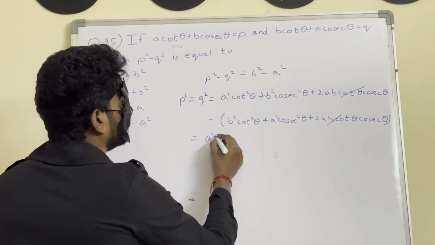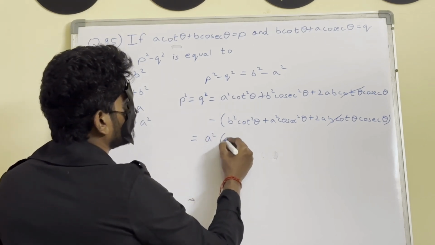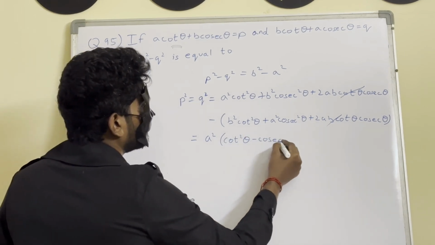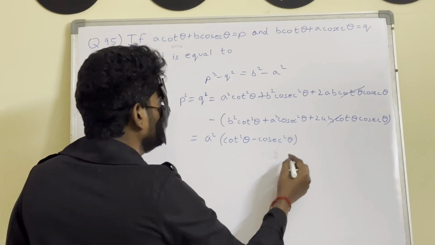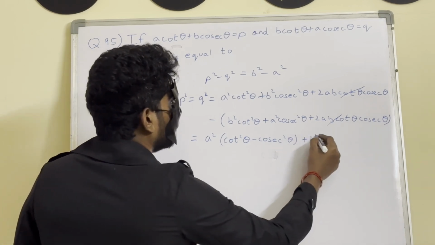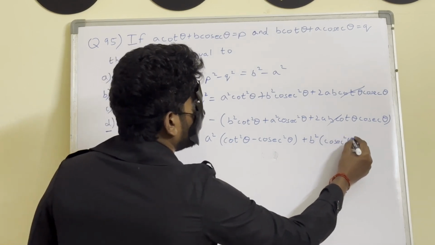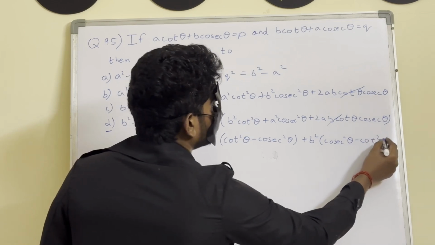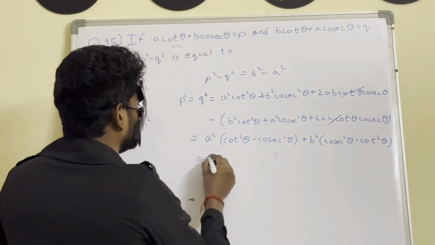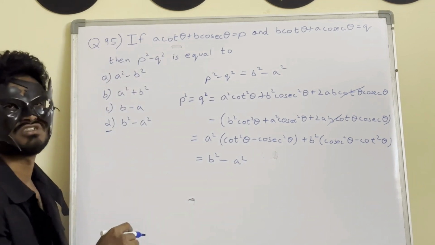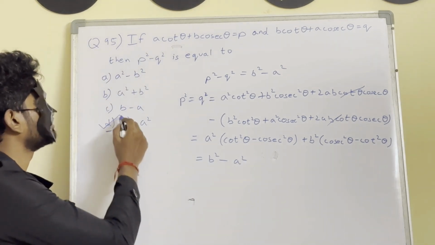Now let me take A square common: A square into cot square theta minus cosecant square theta, plus B square into cosecant square theta minus cot square theta. This is nothing but B square minus A square. So P square minus Q square is equal to B square minus A square, option D.